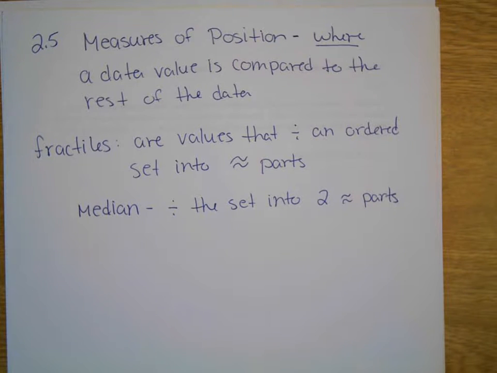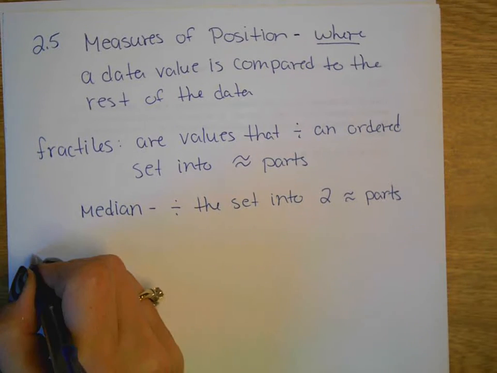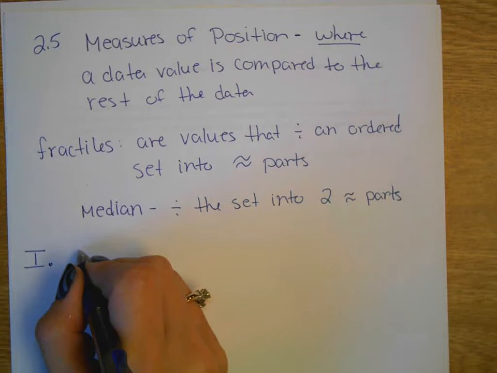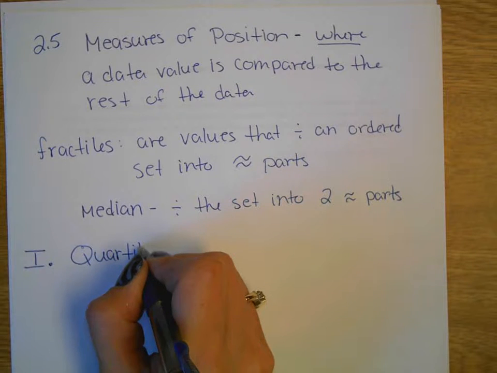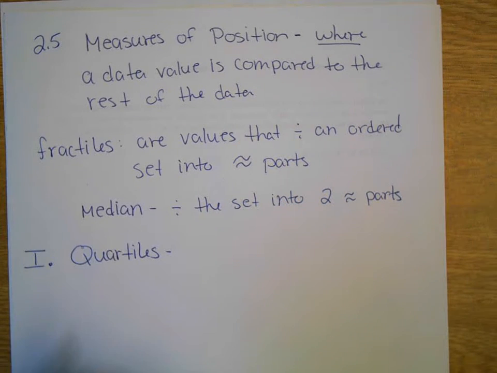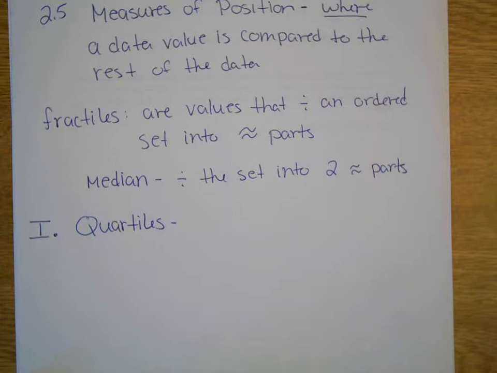The most common fractiles used in data sets in statistics are quartiles and percentiles. Those are your two most common ones, so those are the ones we're going to focus on. Our first one, quartiles. And then there are a few other ones, but we're going to go with the two main ones.